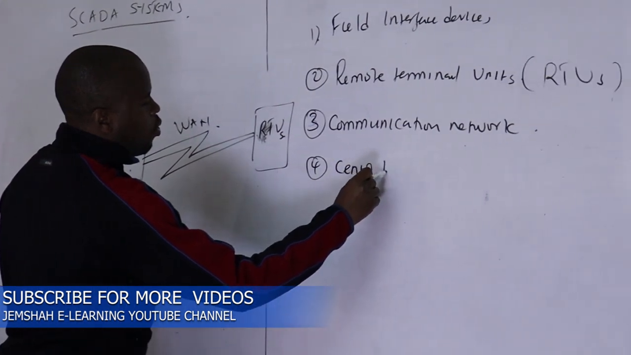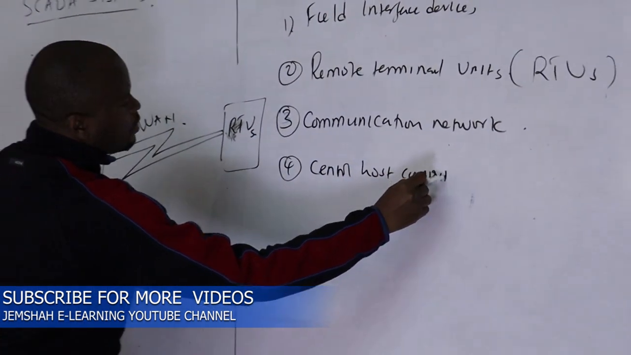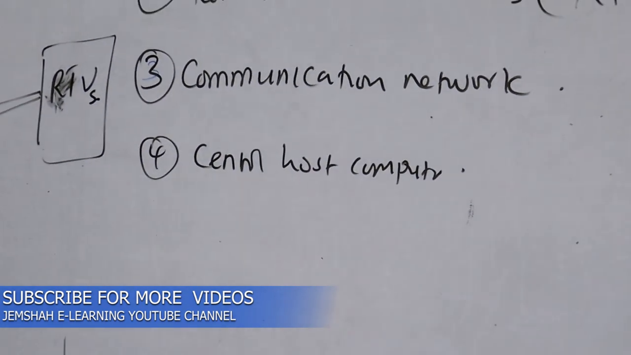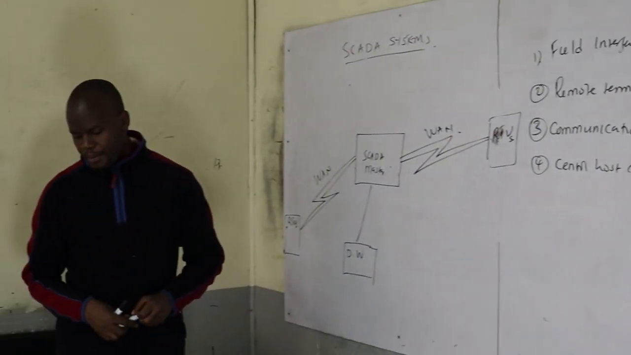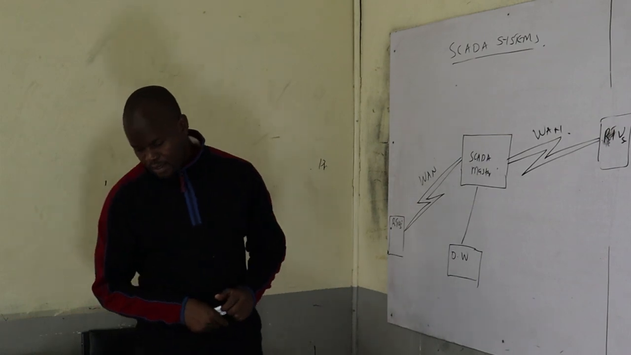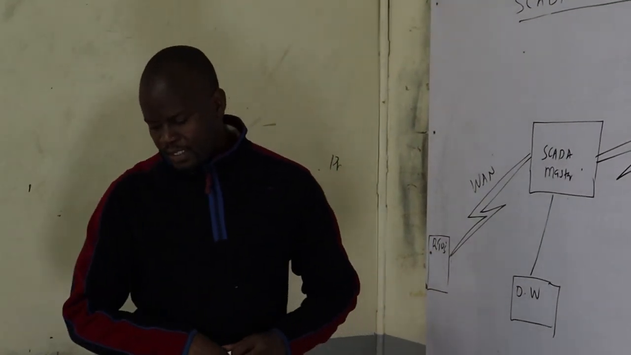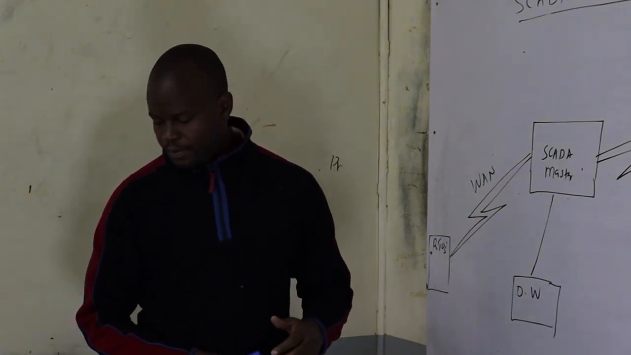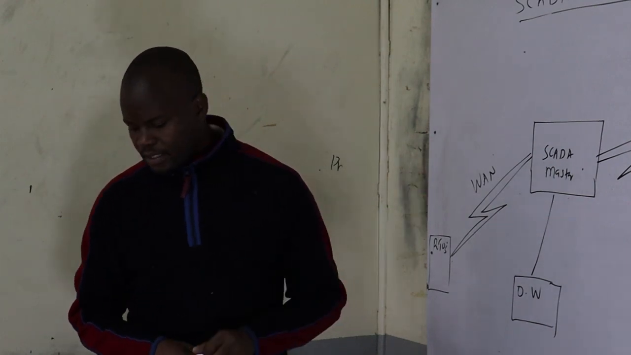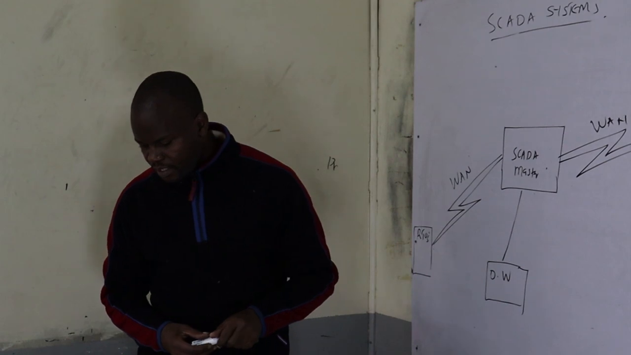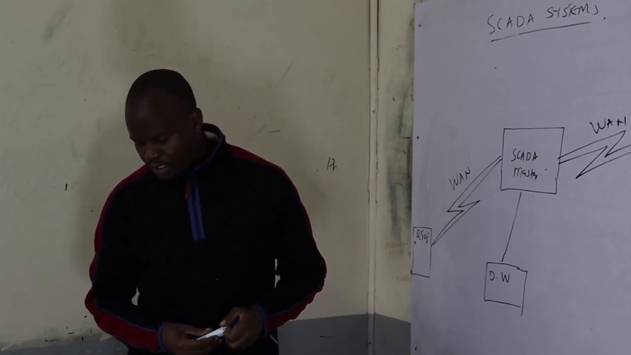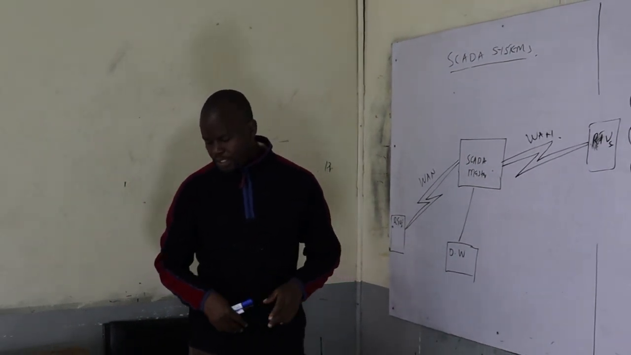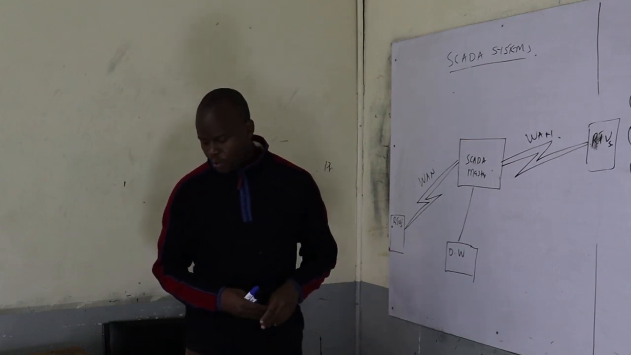Central host computer. In this case, the central host computer is just a single computer or a network of computer servers that provides a man-machine operator interface to the SCADA system. The computer processes the information received from the other end, that is the field interface devices, and after processing the information sent from the RTU sites, it puts it in a form that the operator can work with.